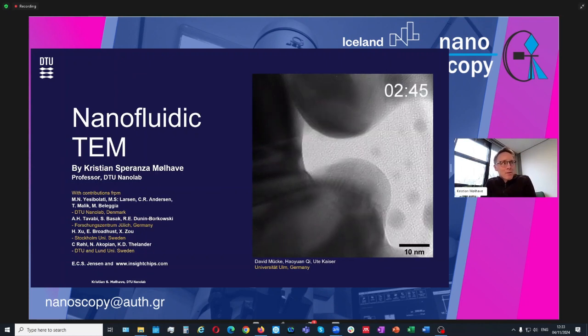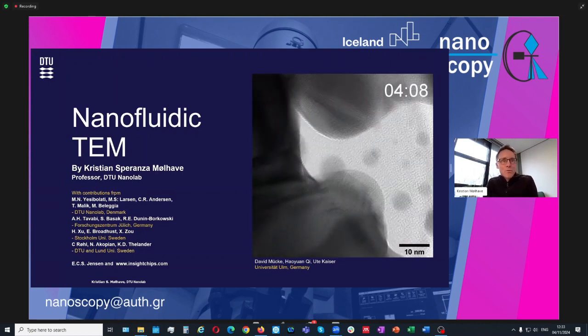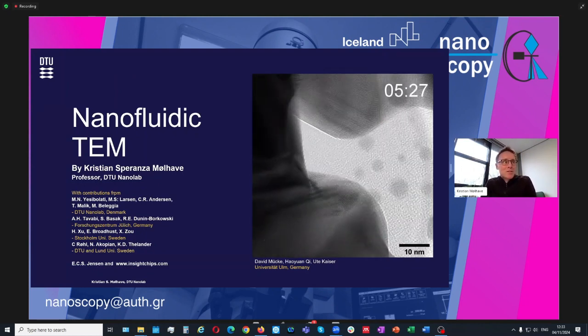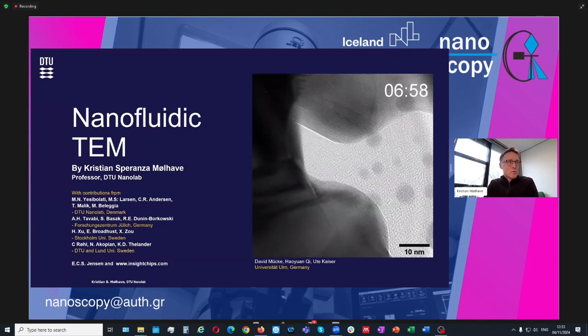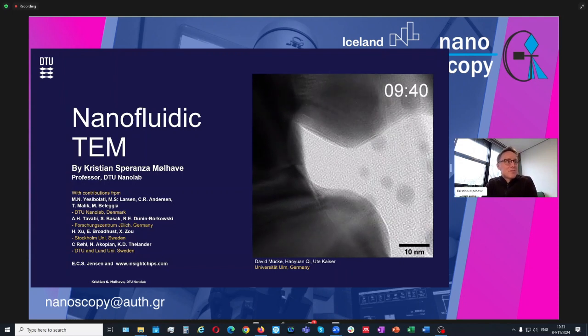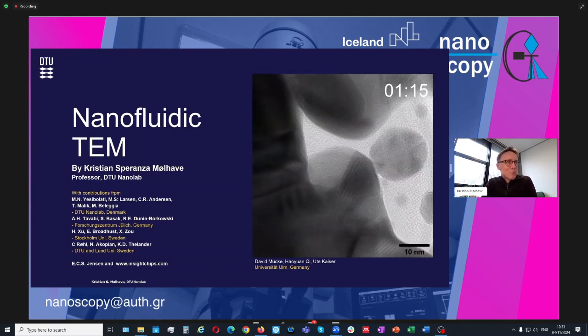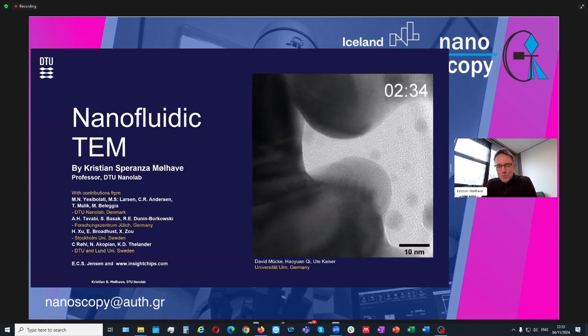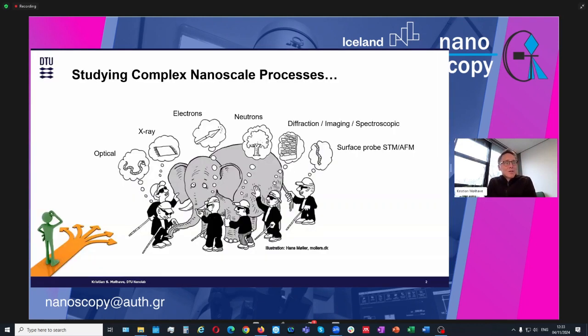So what I'll tell you about here is what we're doing to work with fluidics inside a transmission electron microscope. I'm a professor at Nanolab, a facility here at the Technical University of Denmark, and I'm working with quite a number of people around the world that I'll show you in the slides. But overall, what we're trying to do is help scientists studying complex nanoscale processes under dynamic conditions such as liquids or gases.